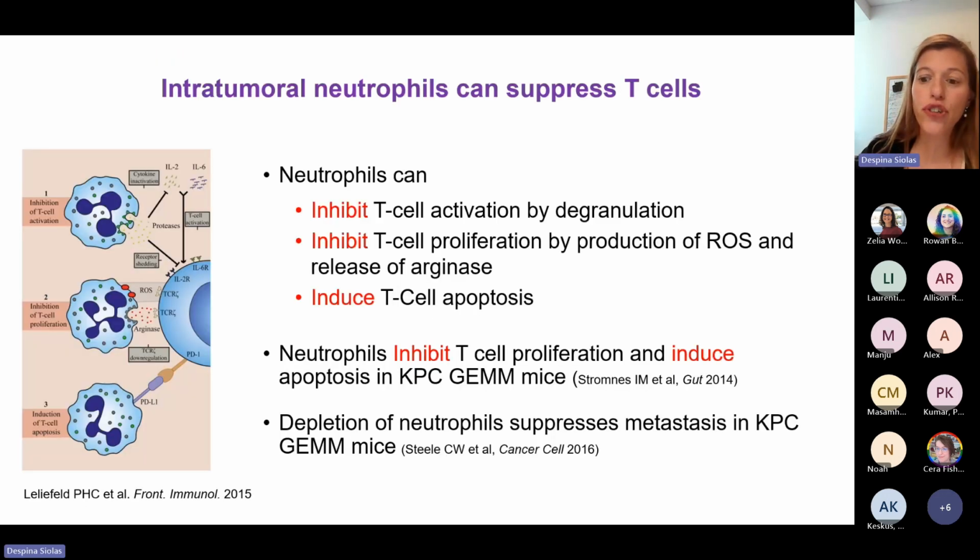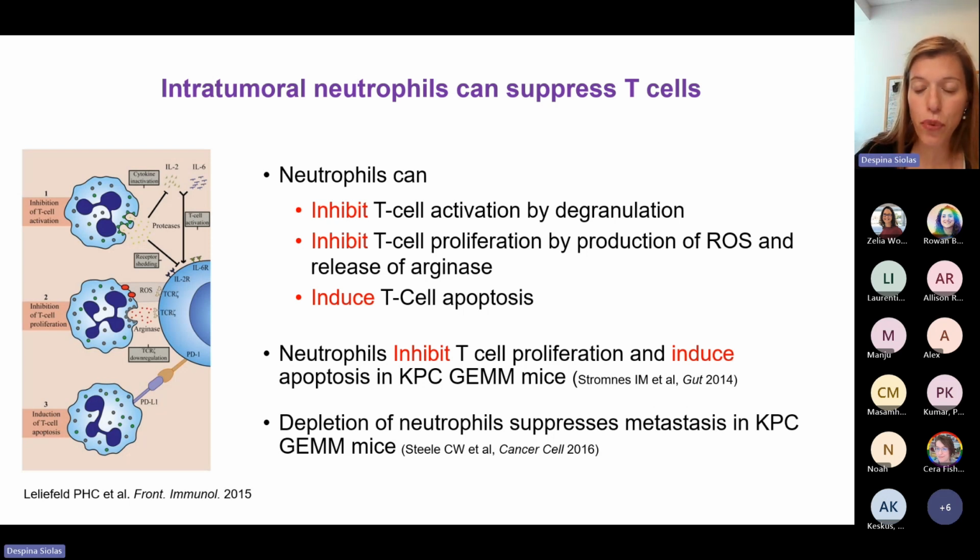And neutrophils in cancer can inhibit T cells through a number of different ways. There have been reports that they can inhibit them by degranulation, by inducing apoptosis. And there had also been a different report exploring that neutrophils are basically a bad thing in that they contribute to metastasis formation as well.